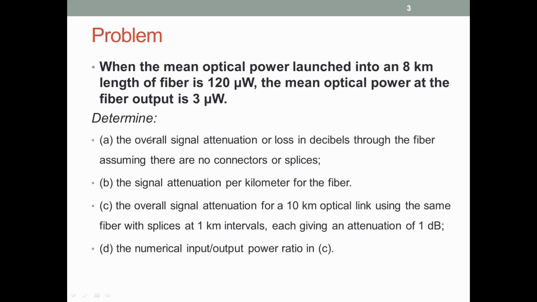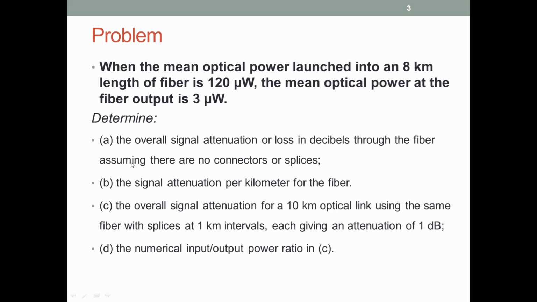And how long is the cable or the waveguide? It is 8 kilometers. So what we need to determine is the overall signal attenuation or the loss in decibel through the fiber, assuming there are no connectors or splices. So throughout the 8 kilometer length, we do not have any connectors or splices. Second, the signal attenuation per kilometer for the fiber needs to be calculated. Third, the overall signal for a 10 kilometer link, with a splice at 1 kilometer intervals, each having 1 dB of attenuation. I'll come back to that. Lastly, the numerical input power by output power.